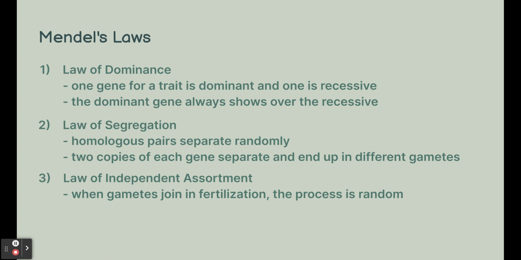Next is the law of segregation. This just states that the homologous pairs that are seen in meiosis 1 separate randomly. There's no rhyme or reason to it, which is what contributes to genetic variation. And then the law of independent assortment, which once again is random. This is when the gametes join. They don't look for each other. It's just a random process that happens and contributes to genetic variation.